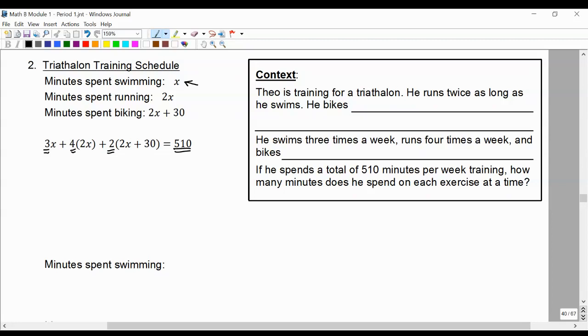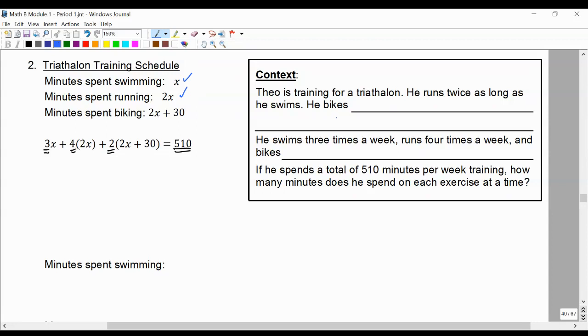So that means we're going to have to talk about these top items, but then we're also going to have to tell somebody about this bottom equation, like how to build it, without just saying, hey, build this. Let's see what the story says. Theo's training for a triathlon, so they pick somebody's name. You can pick whoever. He runs twice as long as he swims. Okay, so let's check these off as we go. We have this and this already wrapped up in that first sentence.